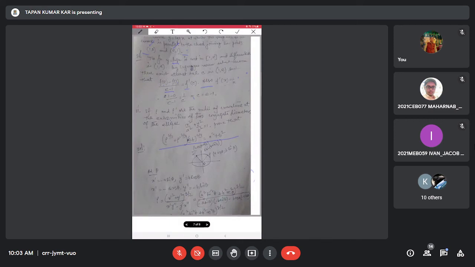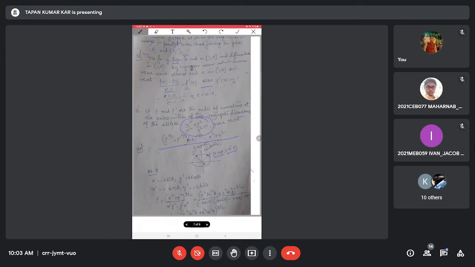It is an ellipse. x square by a square plus y square by b square equal to 1 is the ellipse, and for any point on this, say P, if you take a parametric point, you know that the parametric point is (a cos theta, b sin theta). And look at this, in the given question, rho and rho dash are the radii of curvature at the extremities of two conjugate diameters.